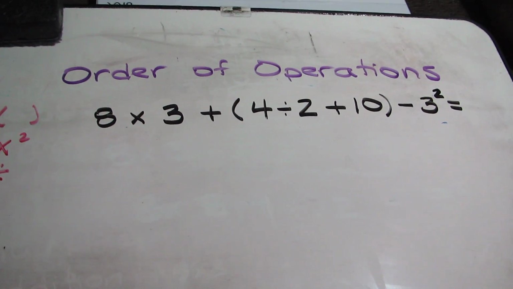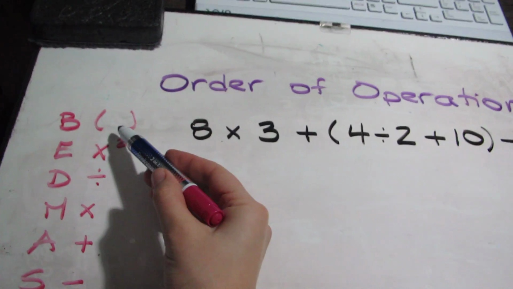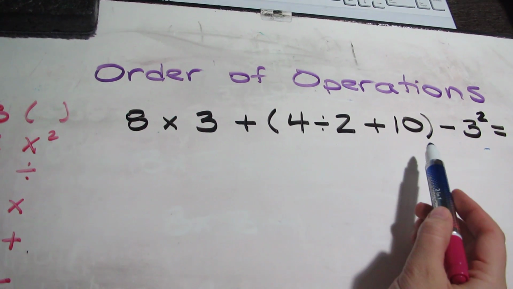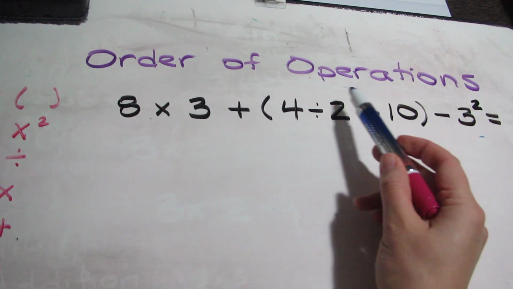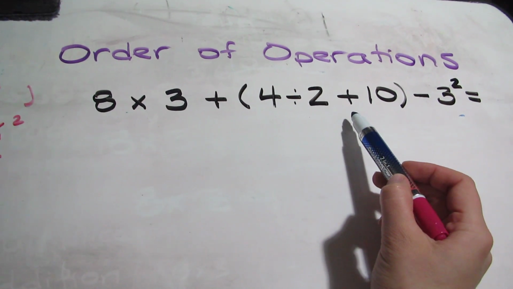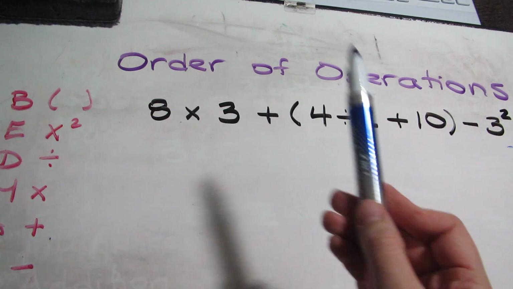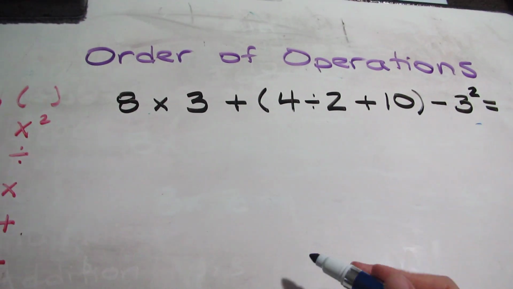So here is how this works. First we're going to look at the brackets. And you notice that in our brackets there's actually more than one operation happening here. There's division and there's addition. So within the brackets we actually have to do BEDMAS inside of it. Here's how that works.